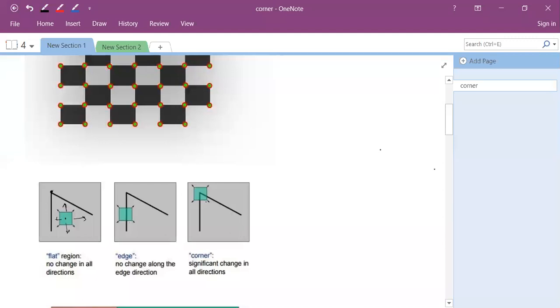But what about this case? In this case, my window is residing over this corner. And if you are shifting towards any direction, the corner intensity will get changed automatically in both of the directions, by using the x derivative and the y derivative. So significant changes in all directions, you can say here. So we can say this point acts as a corner.